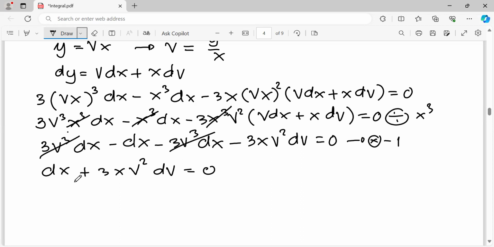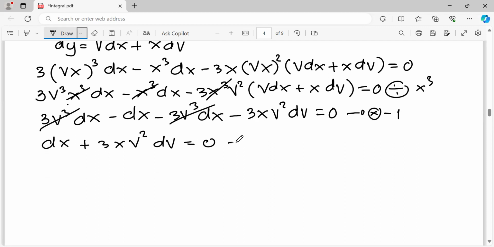Right. And the next step is I will create dx over x. So divide by x. So it's going to be dx over x plus 3 v squared dv equals 0.